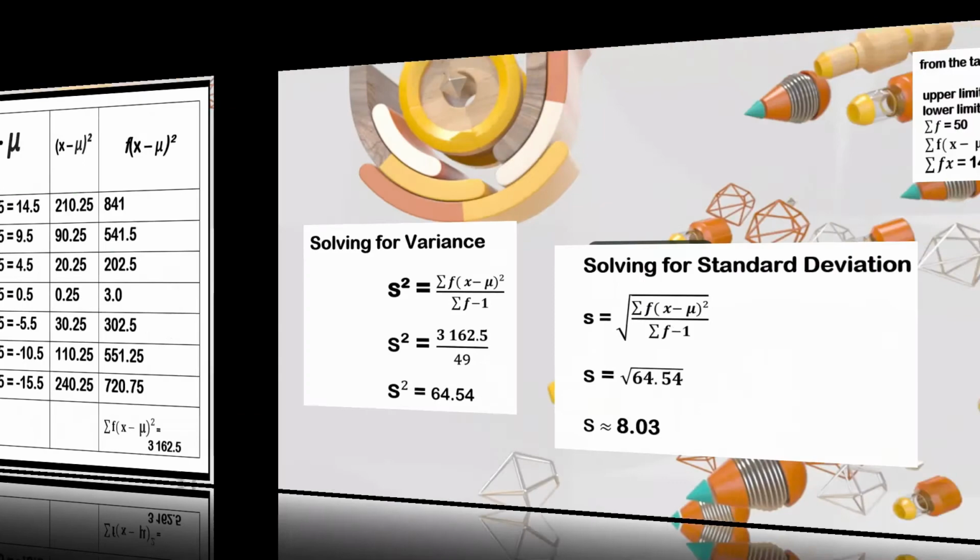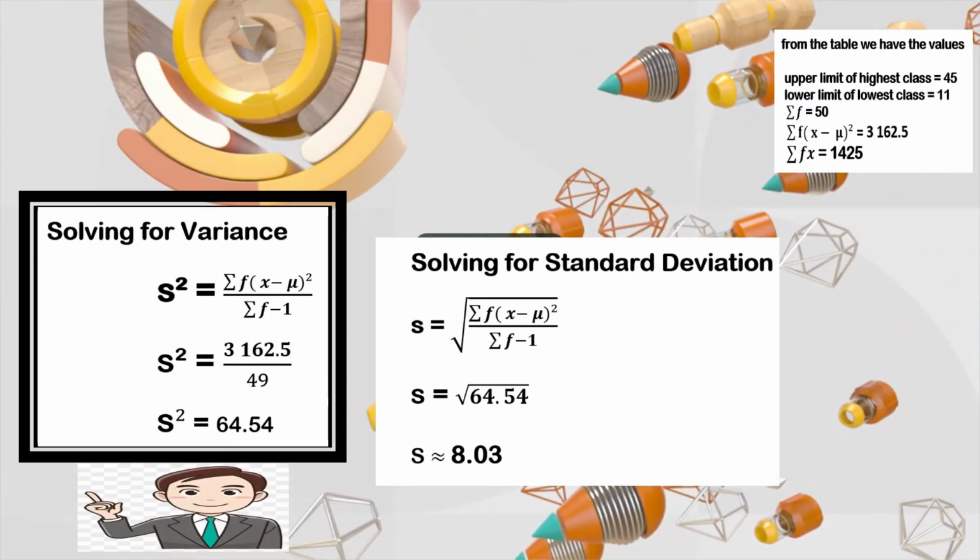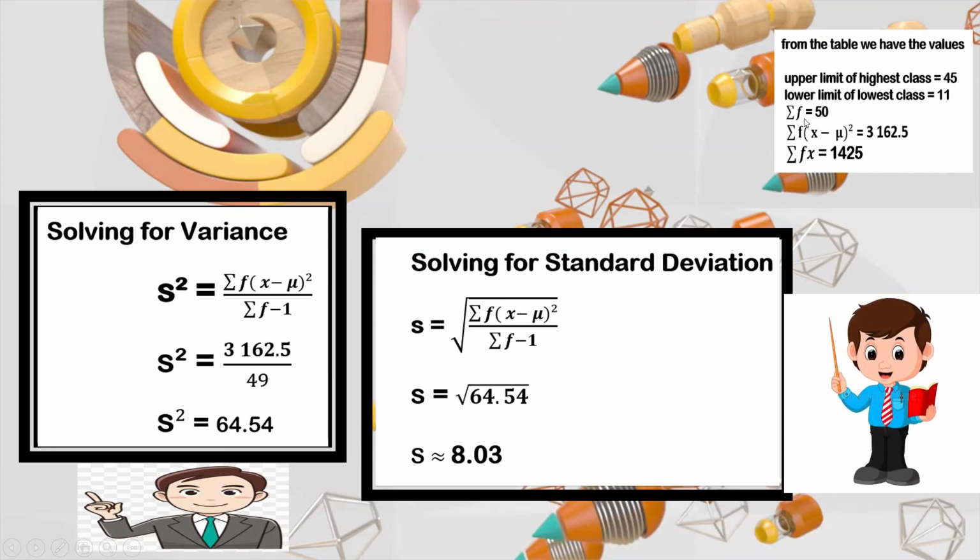Now let's try solving for variance. Our variance s squared is equal to the sum of f times the quantity of x minus mu squared, and you have the values already in the table. As you can see here in the upper rightmost, the values are taken from the table. You have the sum of frequencies 50, the sum of f times x minus mu squared is 3162.5, and the sum of fx is 1425.